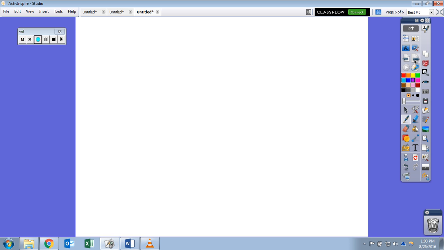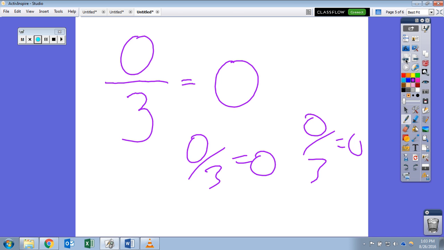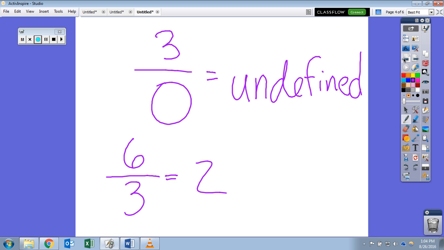If you're struggling with it, it's not a big deal. It's an interesting topic, but division by 0 is undefined. Even this is undefined. What about 0.0? 0.0 is 0. It's still 0.